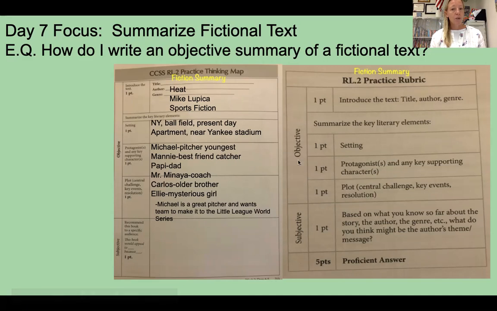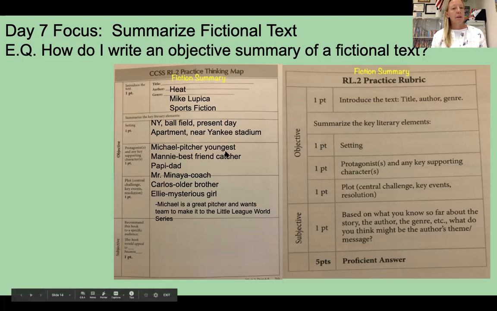Objective means that we should be able to find it in the text. It is no opinions, and subjective is including our opinion. So what we think is the author's message or theme, we're coming up with that. That's our claim based on what our evidence was that we learned in the story. Okay, so that equals a proficient answer for 5 points.